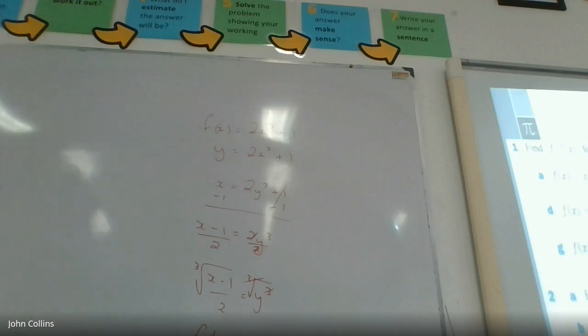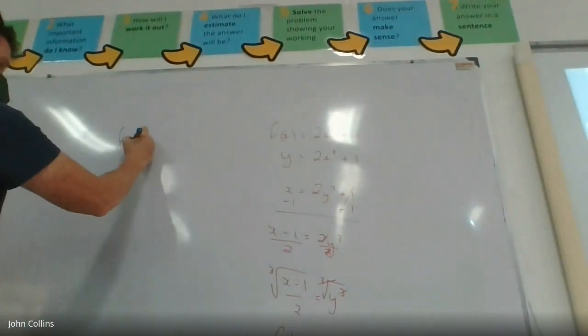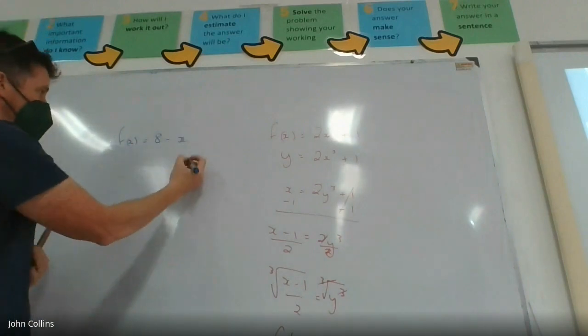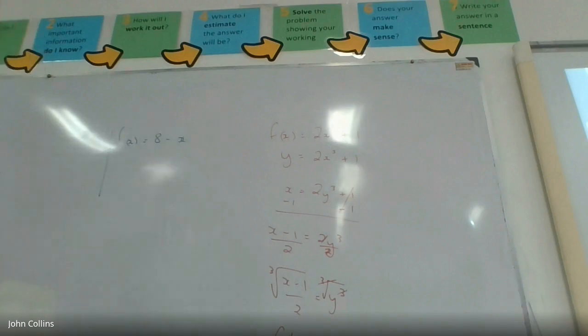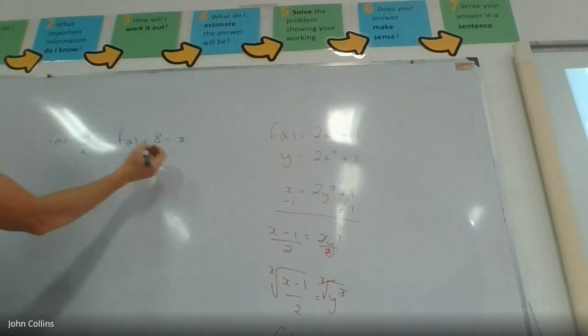Question 2 then, which wasn't part of homework, but we will look at briefly. Find the inverse of these functions. So we've got 2 functions. They look pretty simple, and they are, I think. f(x) is 8 minus x, and f(x) is 9 divided by x. Let's do the inverse of this one first.